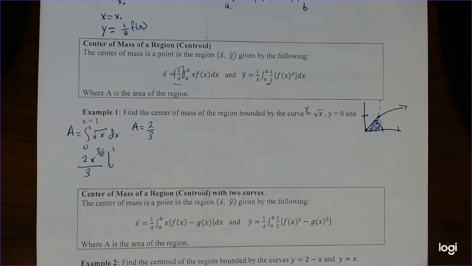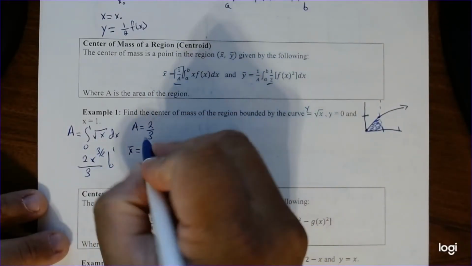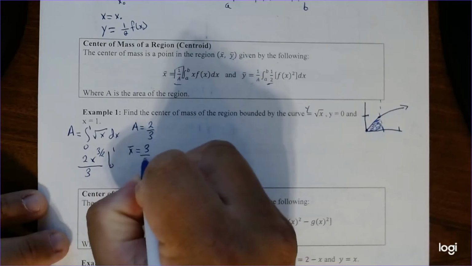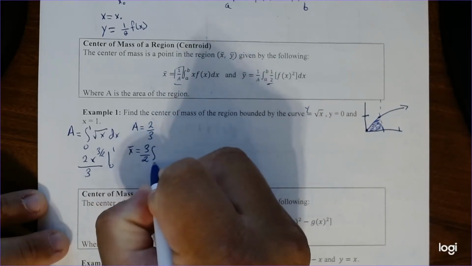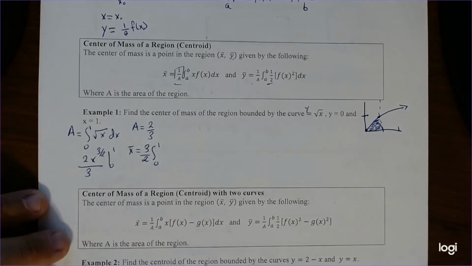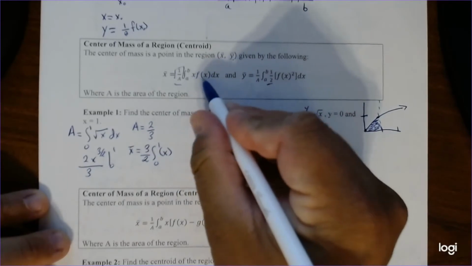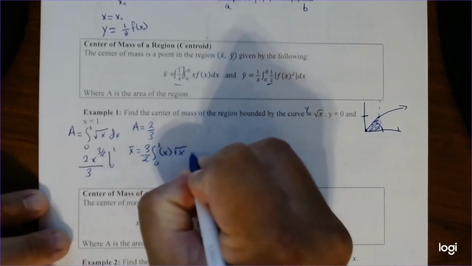Okay. So now that we have that, let's go back and find x and y respectively, right? Each expected point itself. So x bar is equal to 1 over the area, or essentially 3/2 now, times the integral from 0 to 1 of x, so literally x itself, times our original function there, dx.